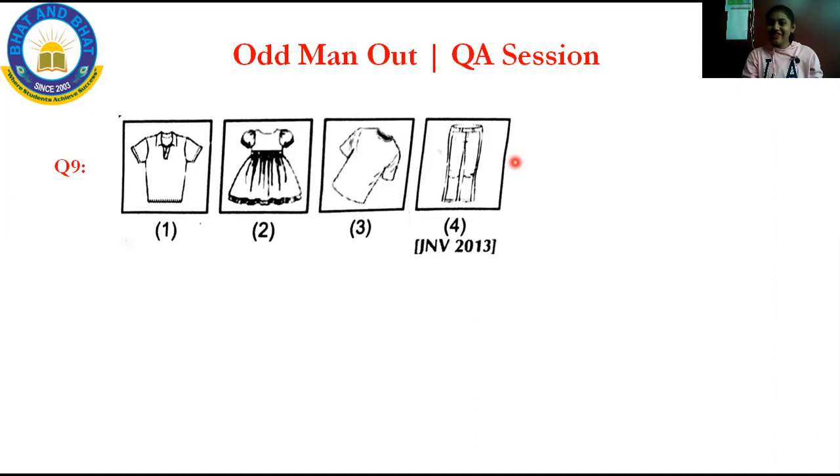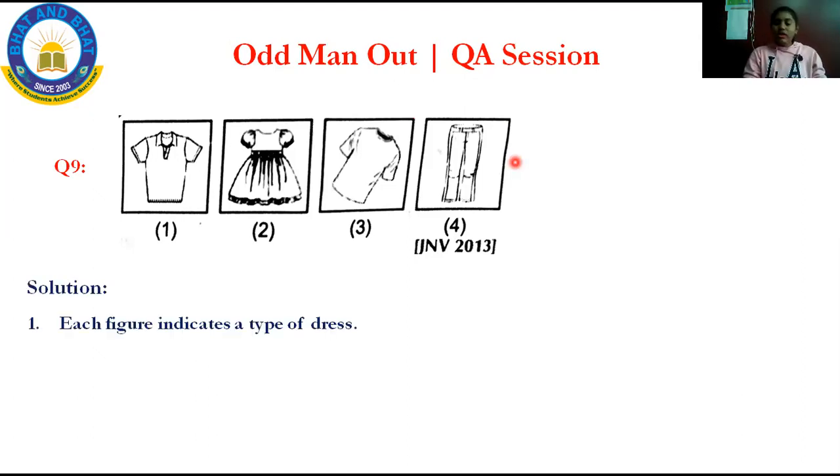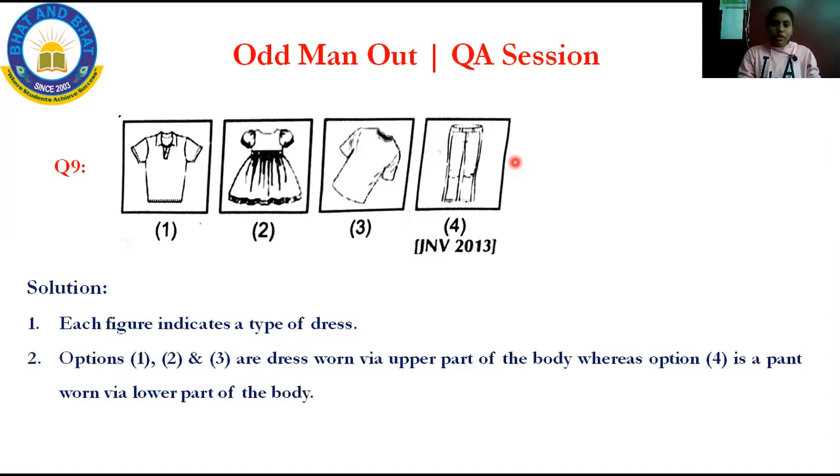Okay, this is different, right? Some top, some frock, and then t-shirt, pant. Let me explain this. See, each of the figures indicates a type of dress. Now option 1, option 2, option 3, they are worn on the upper part of the body.